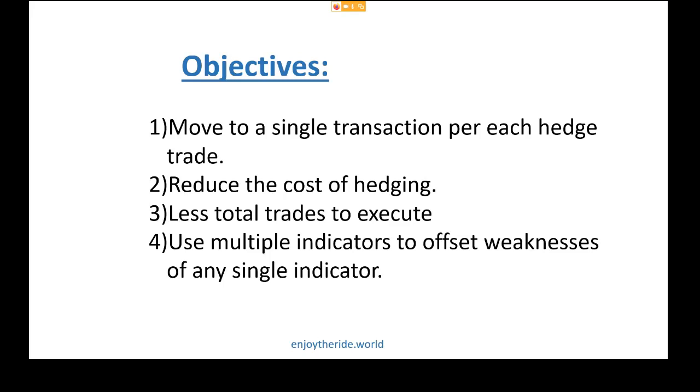I'd also like, number 3, less total trades to execute. The fewer trades I have to execute, the less trading costs in terms of slippage, and the less hassle I've got to put the thing on, take it off, and so on. And finally, I'd like to use multiple indicators instead of just Keltners to offset the weakness of any single indicator. That'll become more apparent when I show you in a little bit.